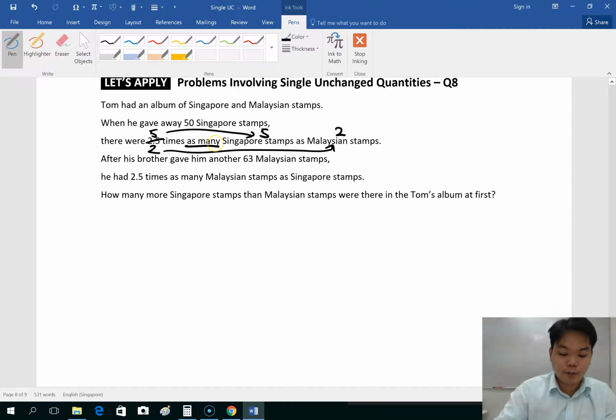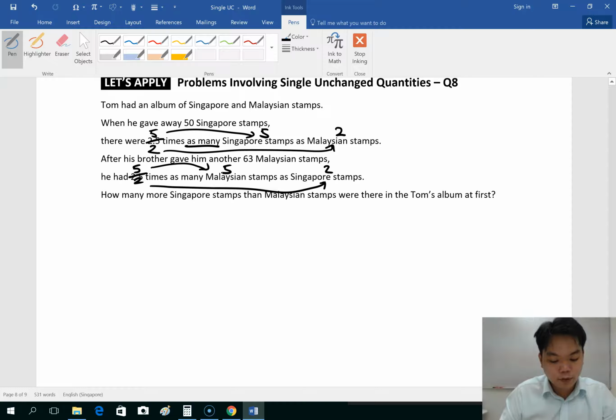The keyword here is "as many". We'll just leave it as it is. After his brother gave him another 63 Malaysian stamps, he had 2.5 times as many Malaysian stamps as Singaporean stamps. Again, change this into a fraction. 2 now refers to Singapore stamps. 5 now refers to Malaysian stamps. How many more stamps from Singapore than Malaysia were there in Tom's album at first?